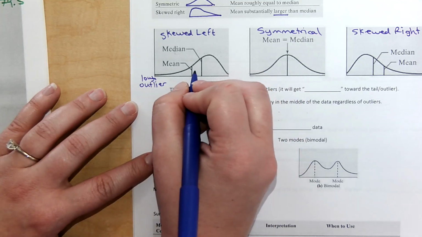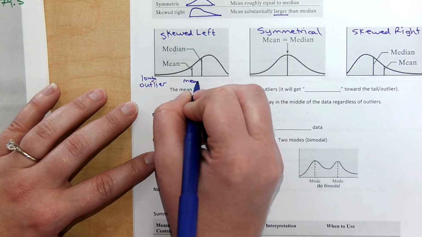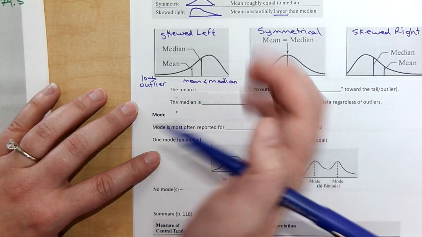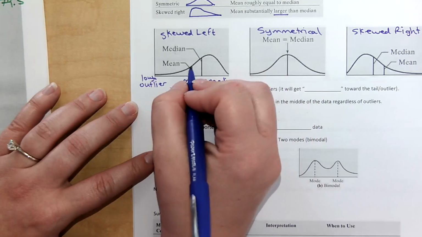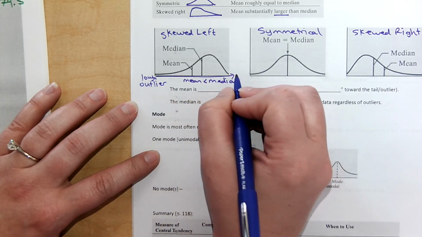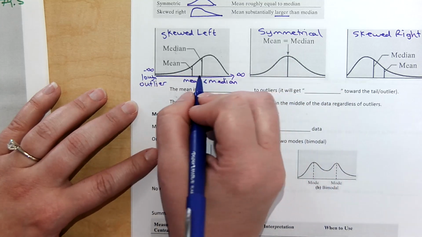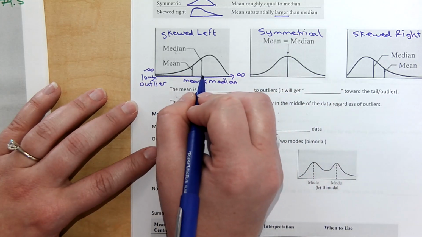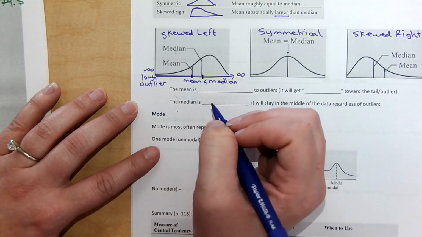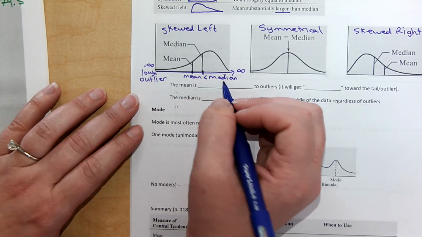What happens is the mean becomes smaller than the median. It pulls towards that tail. So notice the mean, and we're looking at it on a number line where these are bigger numbers and these are smaller numbers. So the median is further up the number line and the mean is lower down the number line. So the mean gets pulled towards the tail and becomes less than the median.